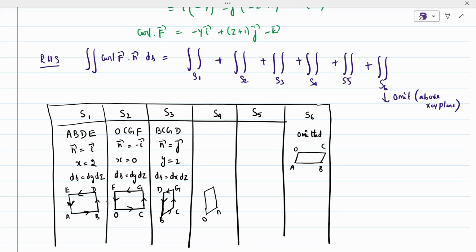O, A, E, F. N vector is nothing but minus j vector, and y is nothing but 0, and ds is the same XZ plane. Okay.